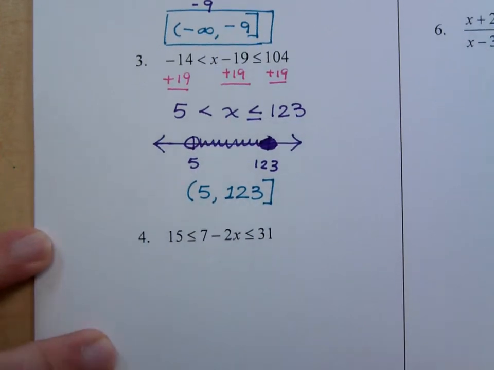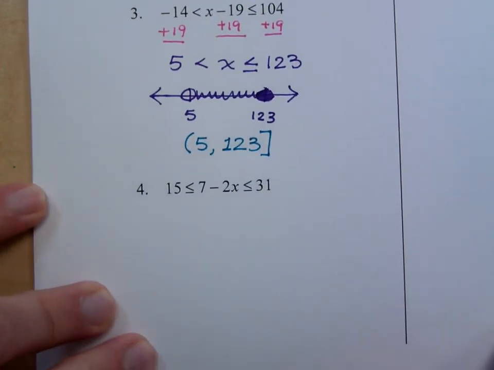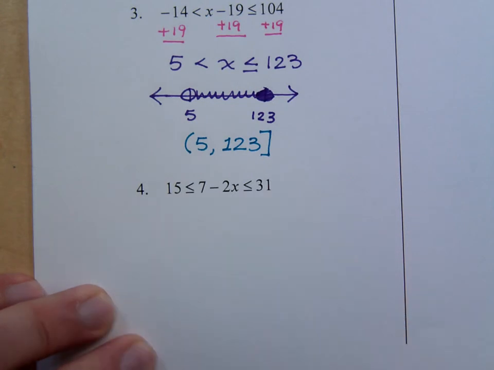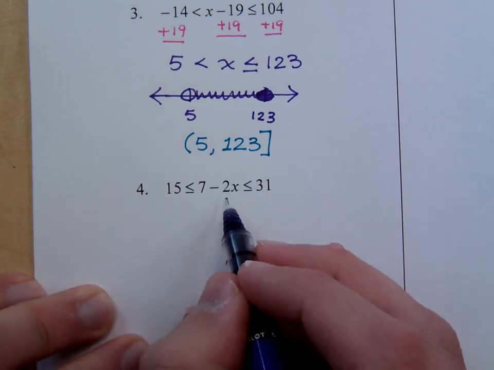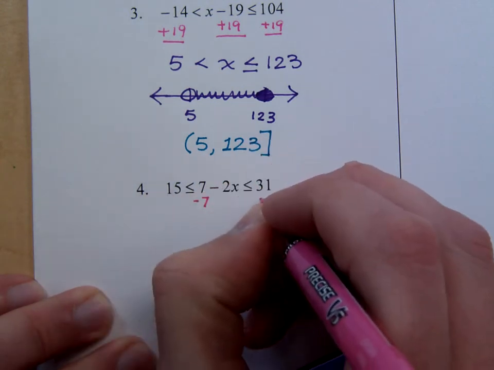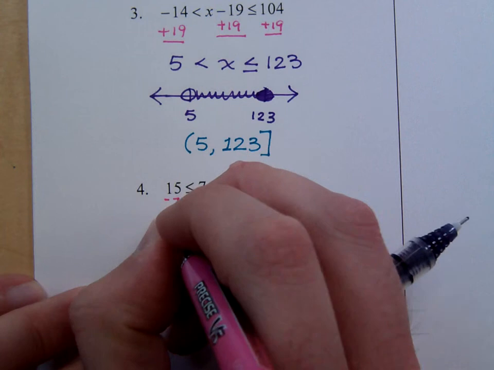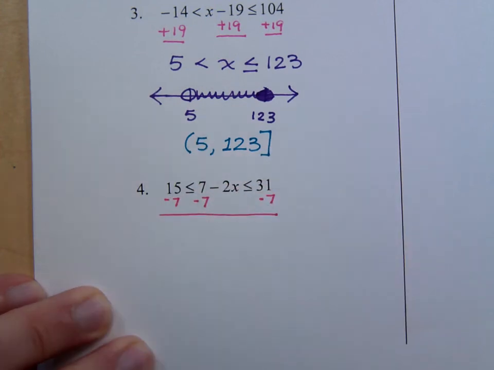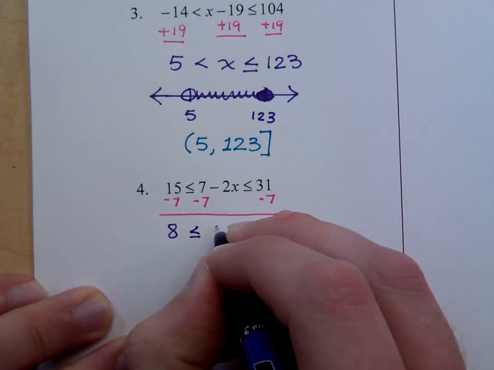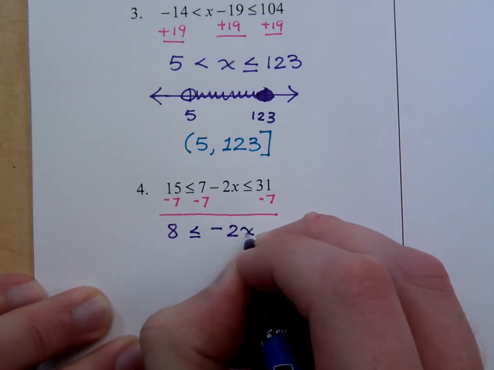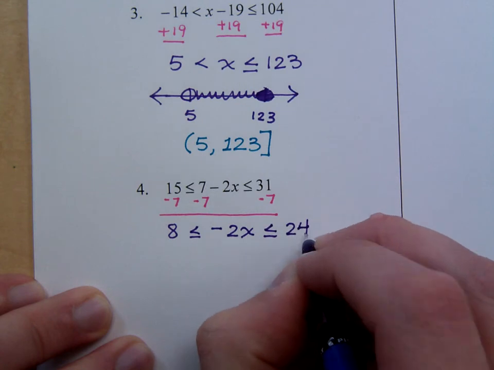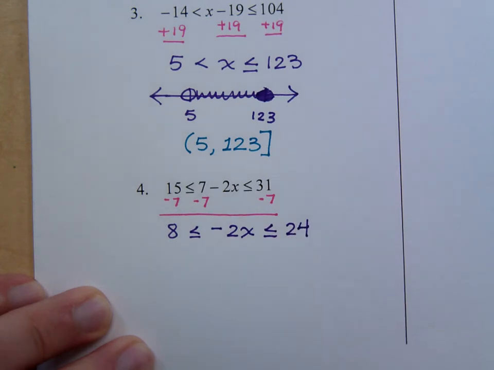Now you have another situation just like number 3 here in number 4. In number 4, you still want to get the x by itself, so you need to move the 7 first. So subtract 7 off of everything. This gives us 8 is less than or equal to negative 2x. Don't forget about your signs. And that's less than or equal to 24.